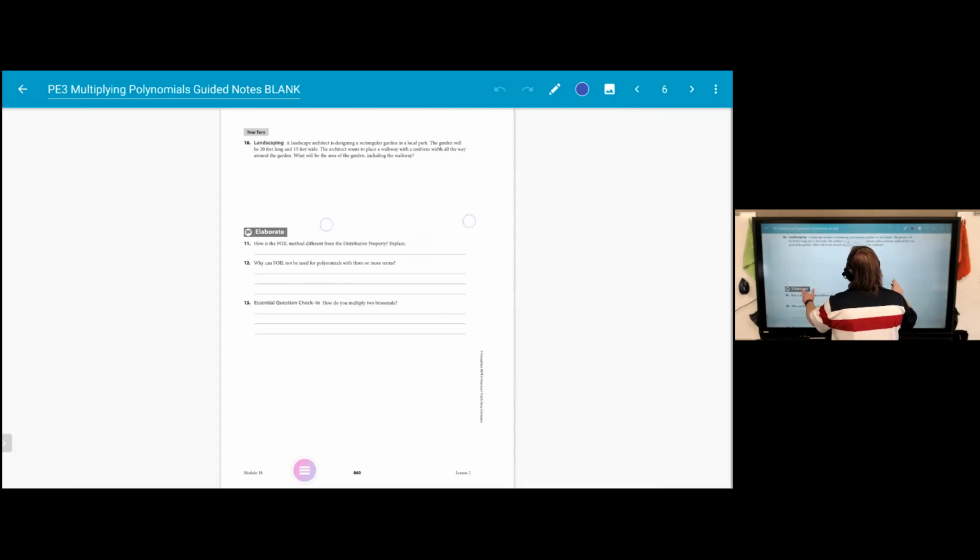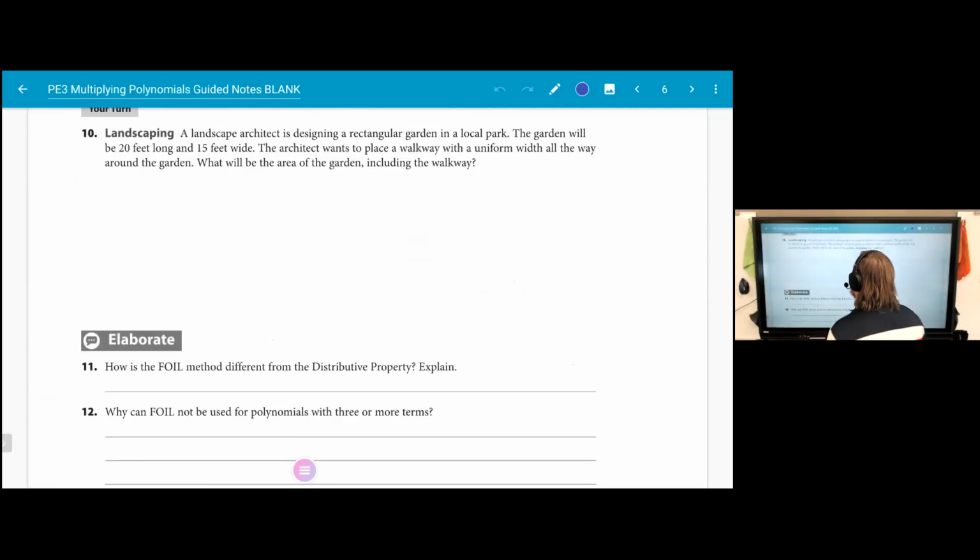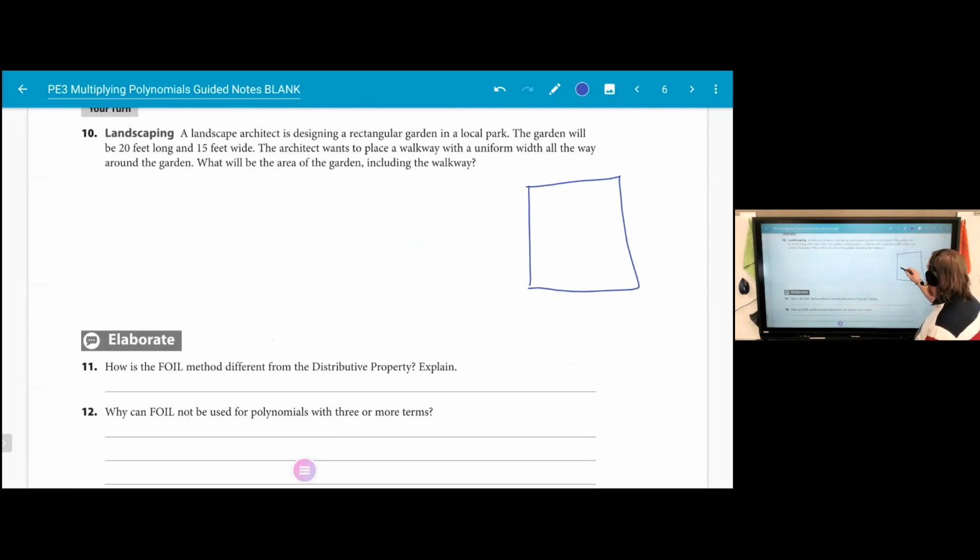Okay, and I'm going to suggest that you maybe draw this one out, and I'm going to draw it out for you. It says the landscape architect is drawing a rectangular garden in the local park. The garden will be 20 feet long and 15 feet wide. The architect wants to place a walkway of uniform width all the way around the garden. In other words, you've got this extra. This is the walkway on the outside. What will the area be? So this distance here, we're going to call x because we don't know it.